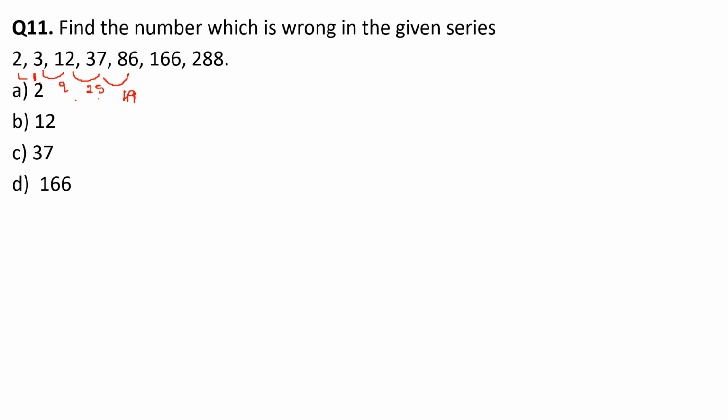That is 7 square. So as per this rule, the difference between 86 and 166 should be 9 square, that is 81. But what is the actual difference between 166 and 86? It is 80. So it doesn't follow the rule. So that means this number, 166, should actually be 167. So here the wrong item is 166.